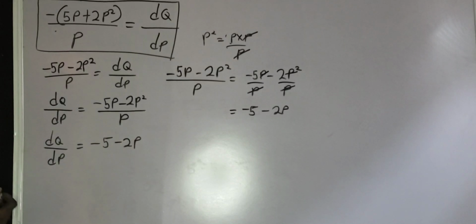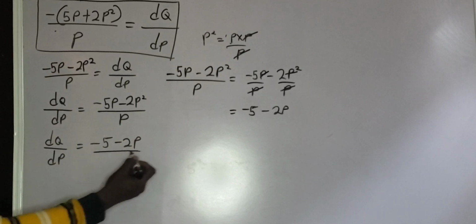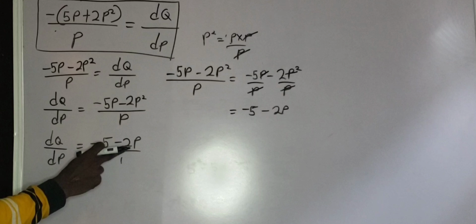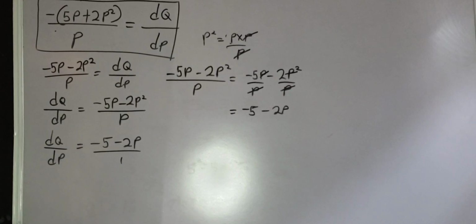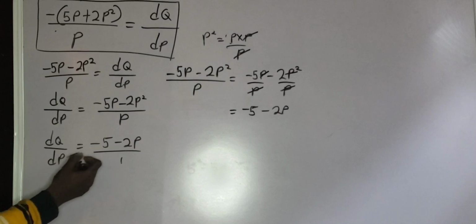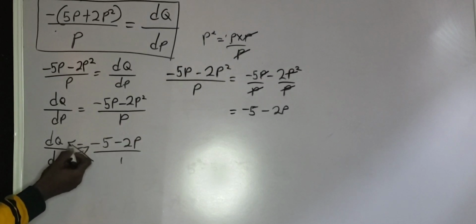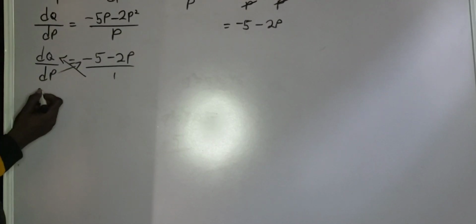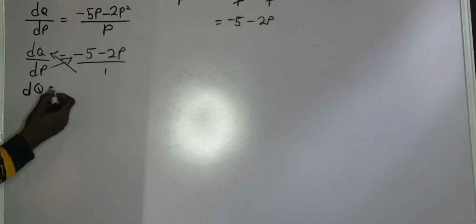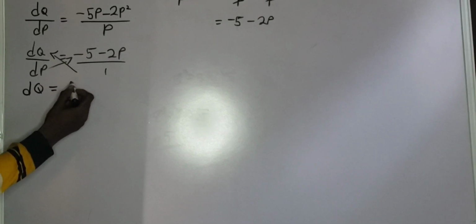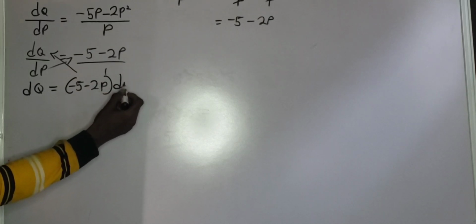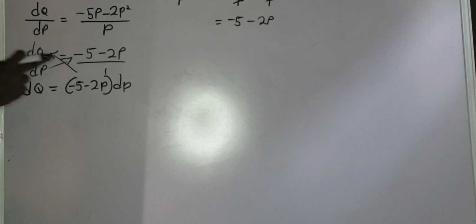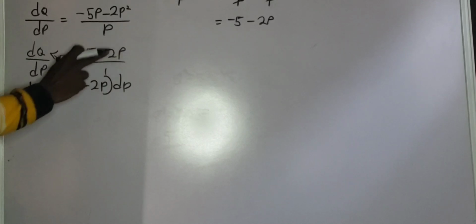Now, the next step is that I'm going to cross multiply. Don't forget that negative 5, negative 2p can be written as negative 5, negative 2p over 1. Okay? So now, if you cross multiply, this p will multiply this, and this one will multiply this. Okay? So I'm going to have Q is equal to negative 5, negative 2p multiplied by P. Do you understand? The Q multiplied by 1 will give the Q. The P multiplied by all these things will give this.